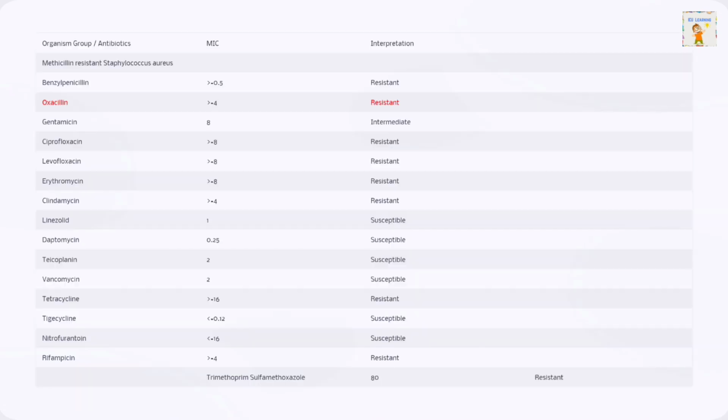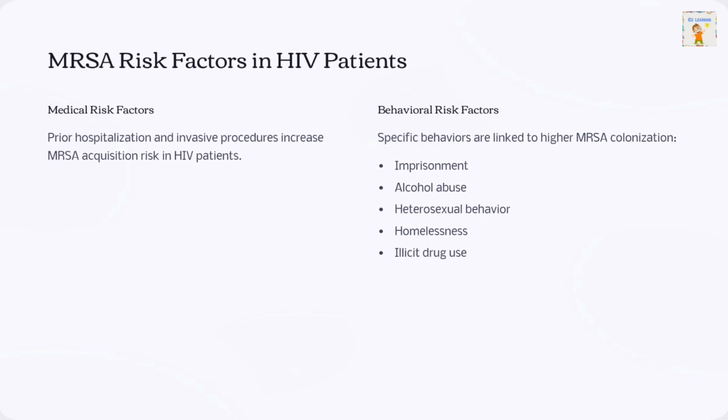Now, if we look at this culture sensitivity, this culture has been reported as MRSA and there is no mention of methicillin in the culture. So here we have to note that oxacillin is taken as a marker for methicillin resistance. This isolate is resistant to oxacillin, so they have reported it as methicillin resistant.